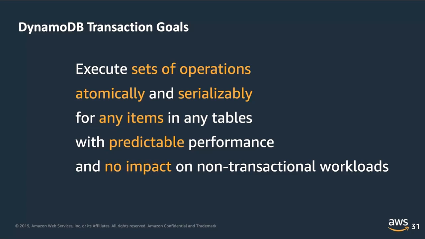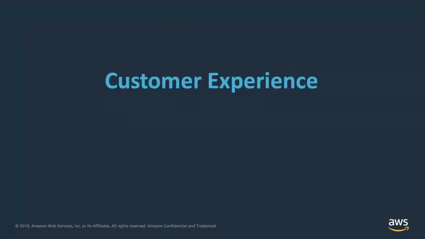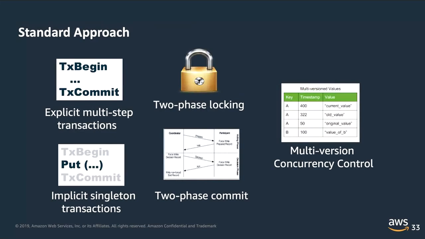So, all right, we have defined our goals. Let's start from the customer experience. What are the APIs we should introduce? How should we expose this experience to the customers? Traditionally, the standard way to provide transactions would have been to add a transaction begin statement and a transaction commit statement, and in between customers can write all the get and put operations, and basically existing operations can simply be treated as an implicit transaction.